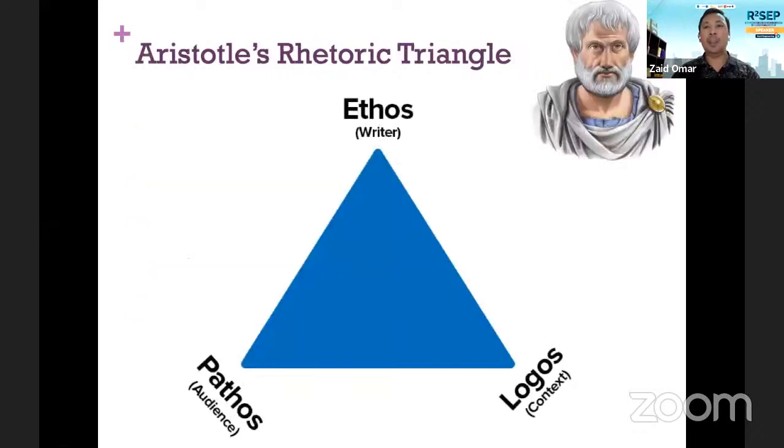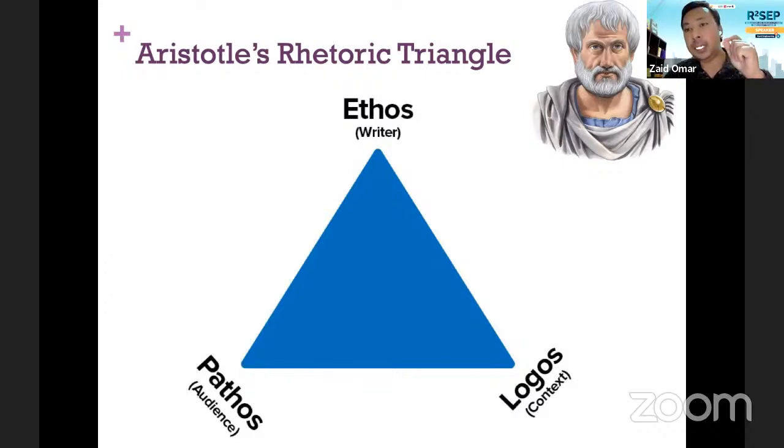Okay. So moving on, there's this Greek guy from like 2,000, 3,000 years ago. His name was Aristotle. So he's actually the father of philosophy. And he came up with a very interesting idea of a triangle.